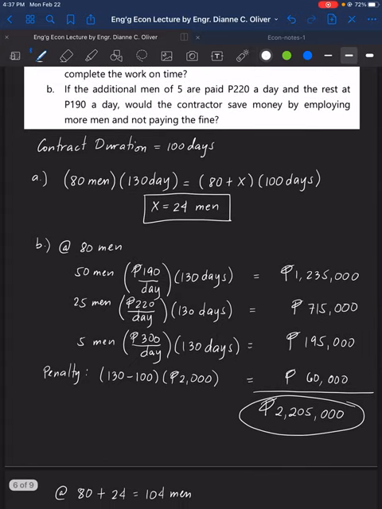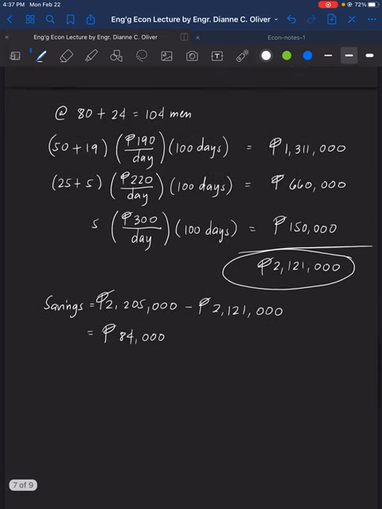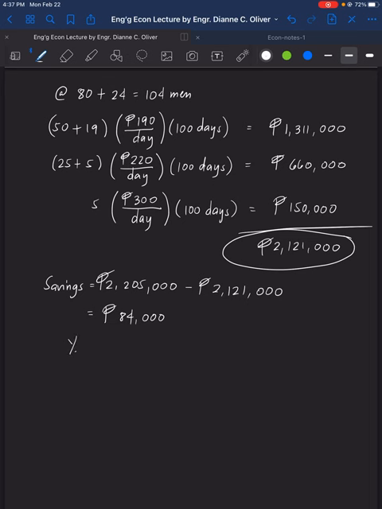What's the question again? Would the contractor save money by employing more men and not paying the fine? The answer here is yes. The contractor saves 84,000 pesos by hiring or employing 24 more men.